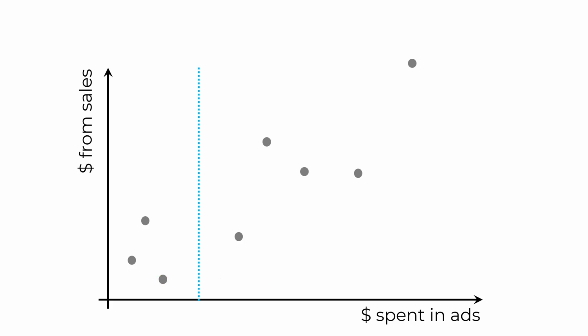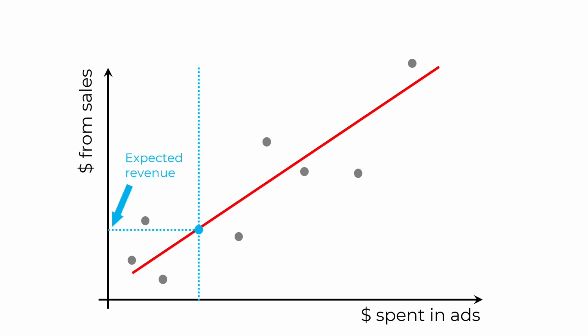A very common strategy, however, is the following. Notice that there seems to be an upward trend in this graph. The more we spend in ads, the larger the revenue tends to be. So let's try to capture this trend by drawing a line that goes through the data points. And now, given this line, we can get our predicted revenue by reading its value off the y-axis, as shown in the picture. This seems like a reasonable thing to do, and this technique is known as linear regression. The line that we just drew is known as the regression line.